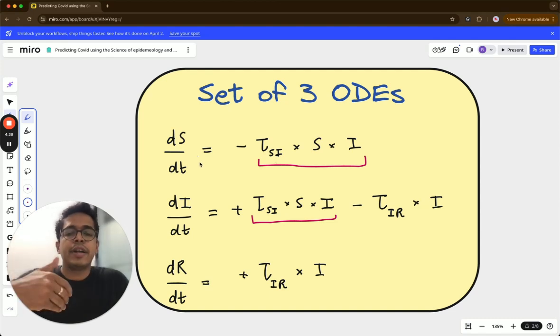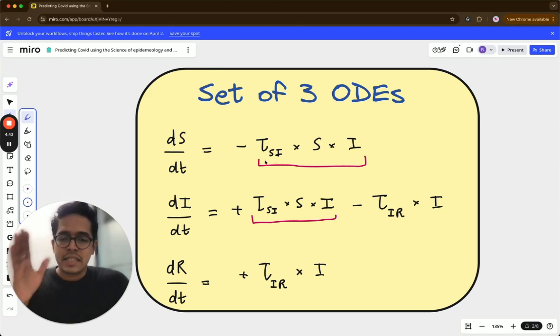They are directly going into the infected category. So that is why you have a plus sign here, because when susceptible people move from susceptible to infected, that increases the number of infected people. So there is a plus sign associated with this. But there is one more term here, which is tau IR multiplied by I.